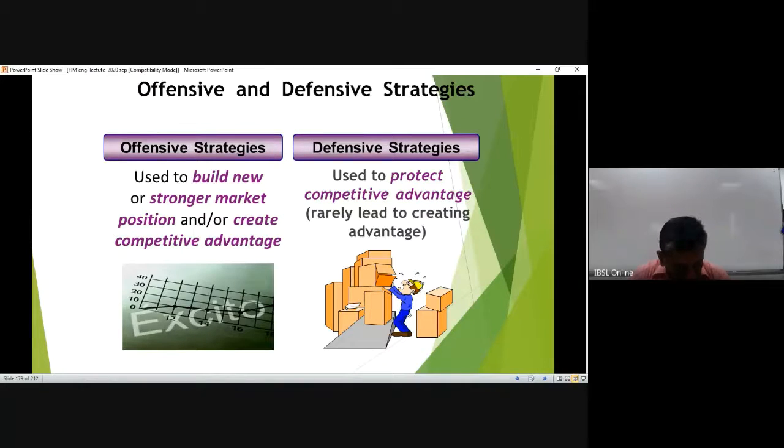And the next one is what you call frontal attack. That means you try to offer a good quality product at a low price, right? So those are what we call offensive strategies. And the defensive strategies mean you are not allowing competitors to enter your market, so you protect your competitive advantage. So there are two types of strategies: offensive strategies and defensive strategies.